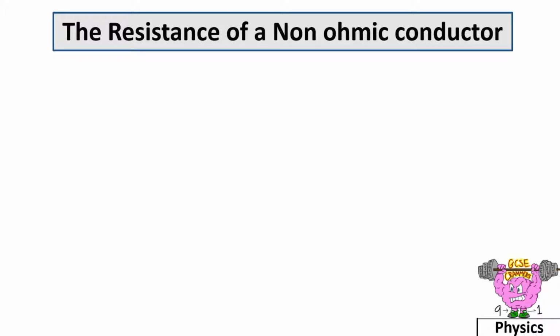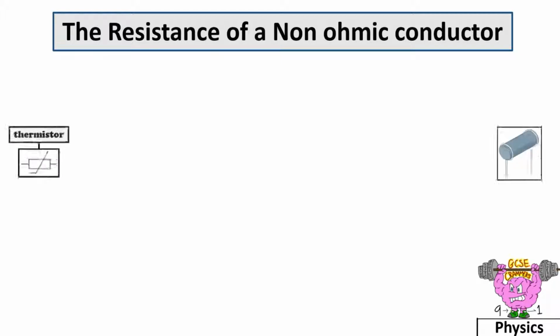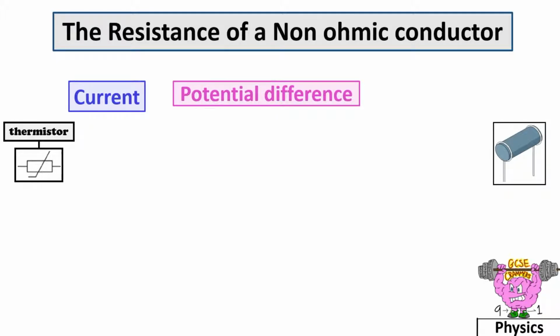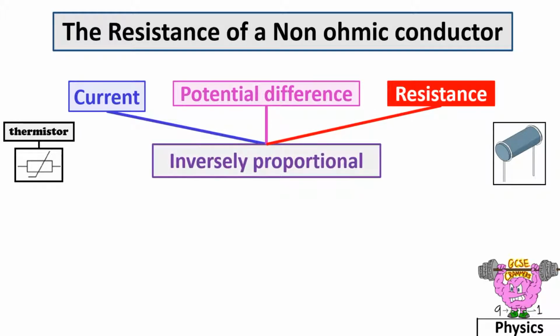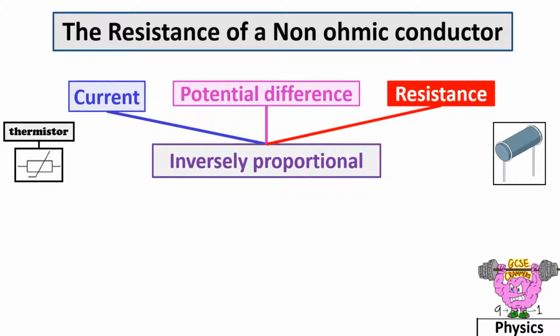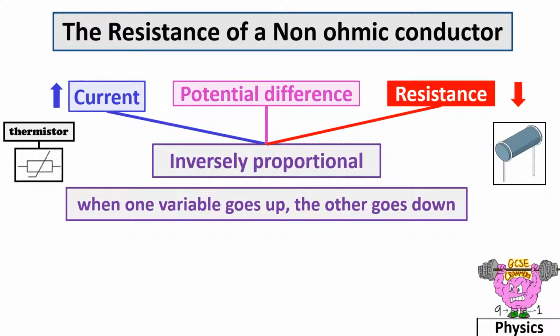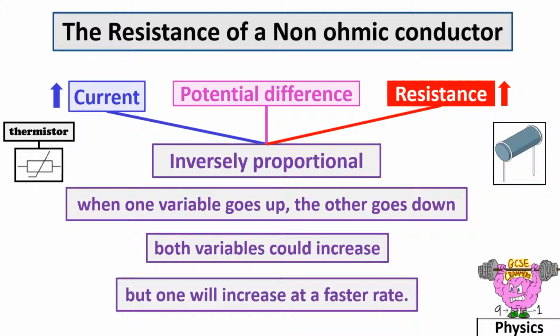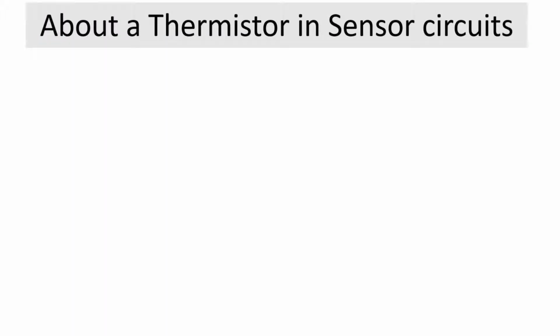The resistance of a non-ohmic conductor. With non-ohmic conductors such as a thermistor, the current, potential difference or PD, and resistance are inversely proportional. What does inversely proportional mean? It's when one variable goes up, the other goes down, or both variables could increase, but one will increase at a faster rate.